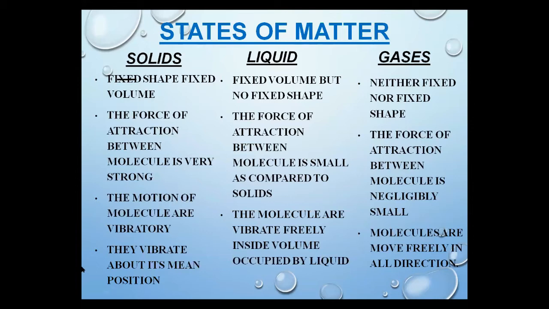The third property for the solid state is that the motion of molecules is vibratory. They vibrate about their mean position. So here we're talking about the motion of the molecules present in the solid state, which is vibratory motion. This means they are present in a specific area and they vibrate about their mean position.